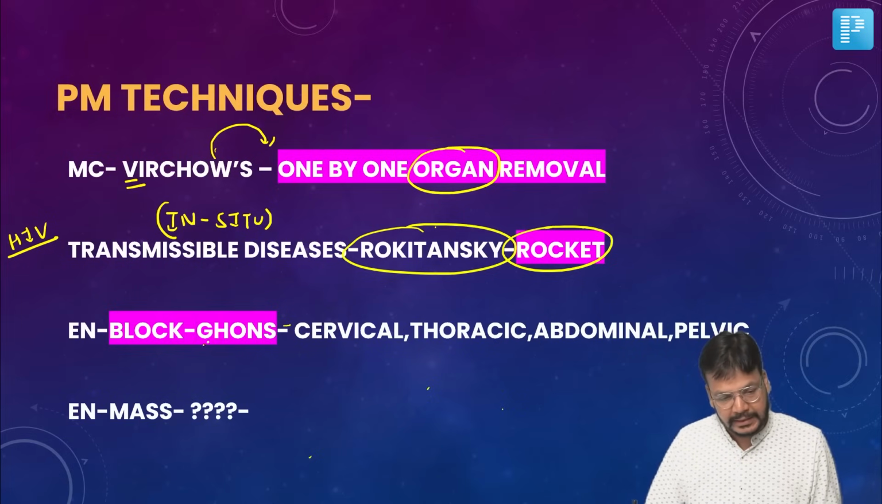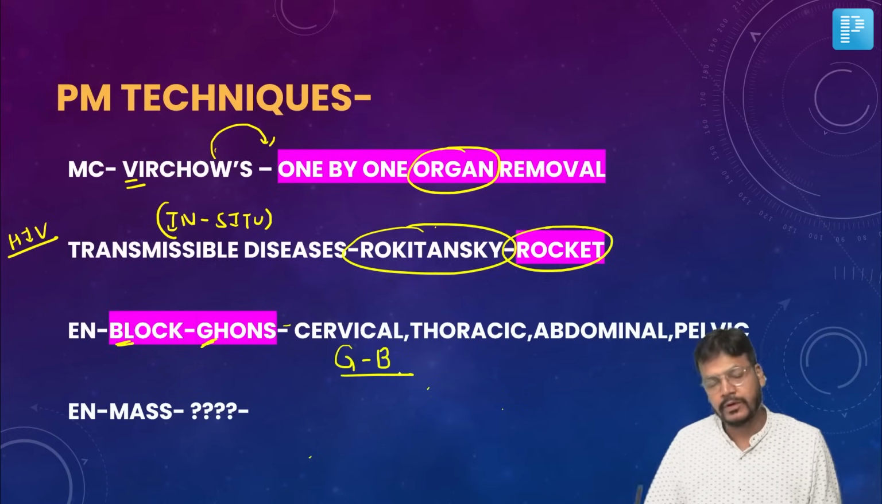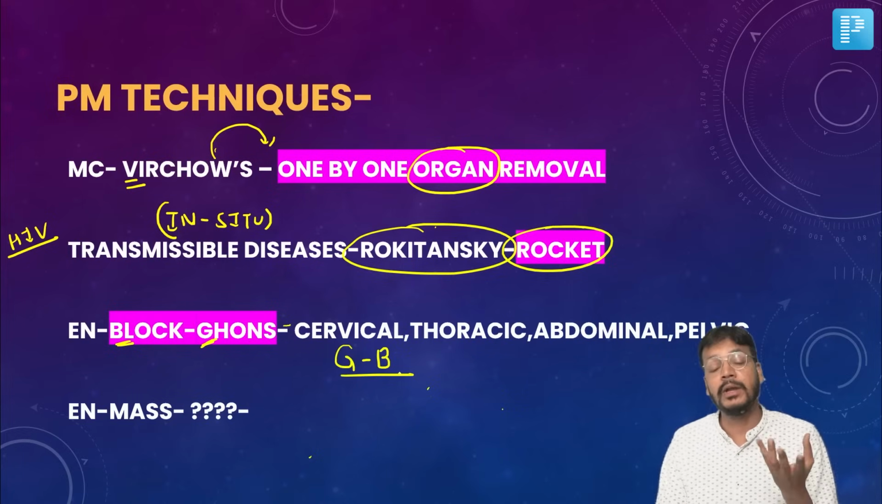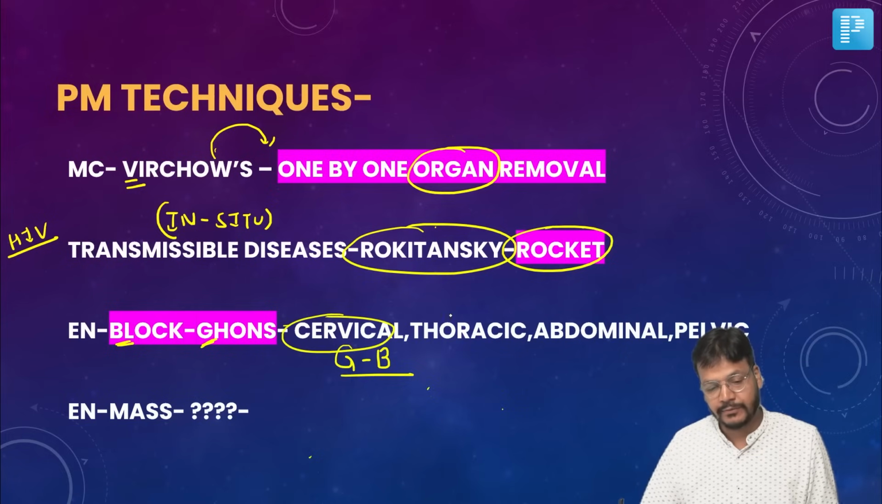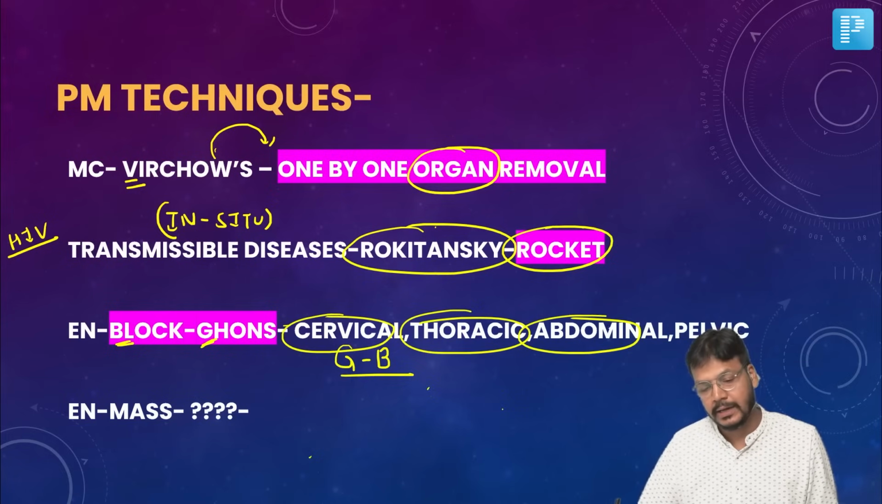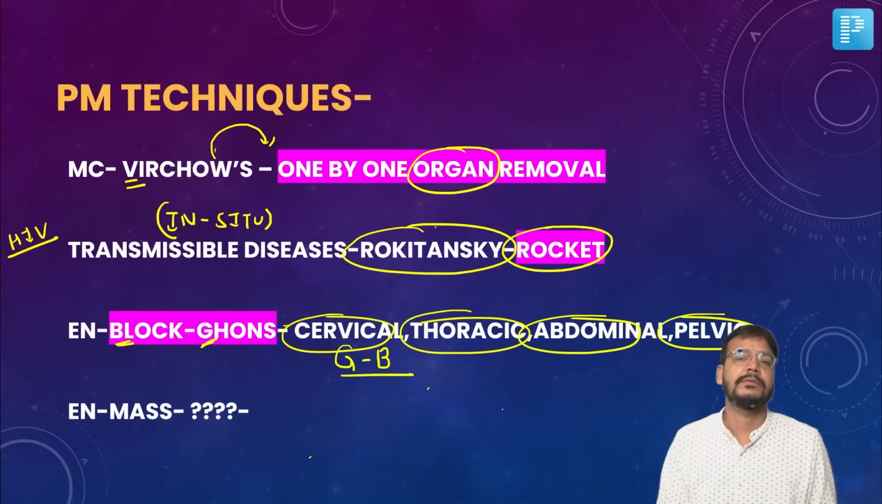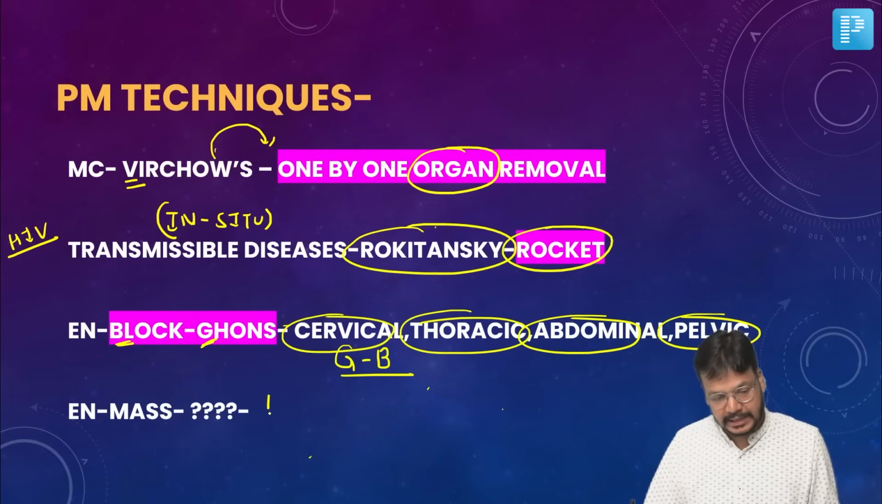Ghon's method, sir. En bloc method. How to remember? GB. G for Ghon's, B for block. Here we are removing blocks separately: cervical block, thoracic block, abdominal block, pelvic block. This is Ghon's method. Sir, en masse method is Letulle.